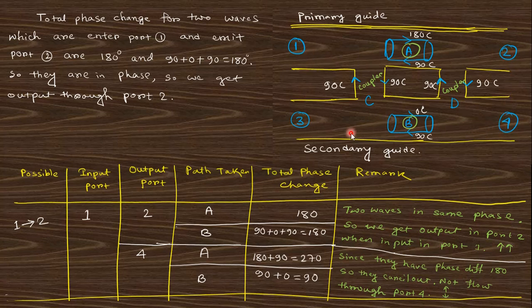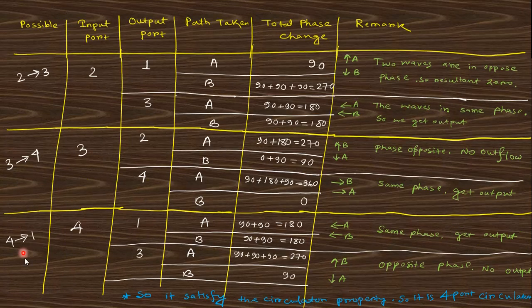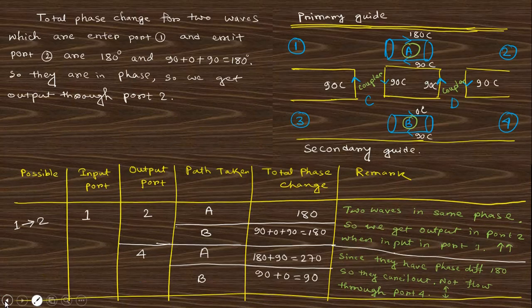If you take this, this is 90-degree and this is 90, 90, 90, so 270 and 90, phase difference 180, no output. For the other case, this is 90, this is 90, 180, this is 90, this is 90, 180, so 180 and 180, so 0, so you will get the output. I think that is clear. This behaves like a circulator because input 1 gives output 2, input 2 gives output 3, input 3 gives output 4, input 4 gives output 1. So this is a 4-port circulator. I think that is clear. For any doubt you must comment in the comment box.